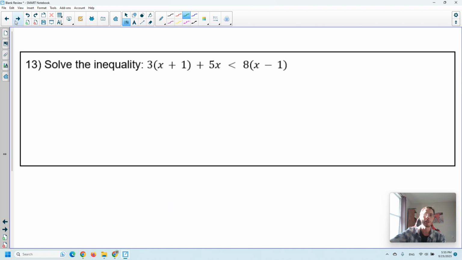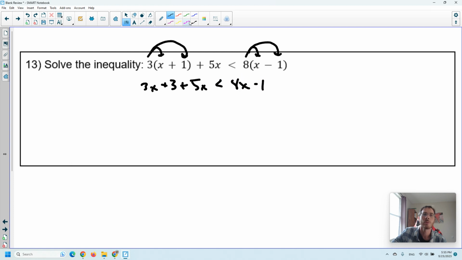All right, 13, we got a nice little inequality. So back to some of our kind of not having to think too much. We just kind of go ahead and do it. 3, distribute that to both pieces. 8, distribute that to both pieces. So 3x plus 3 plus 5x is less than 8x minus 1. X's are on the same side. We do regular math. So 3 plus 5 is 8. 8x plus 3 is less than 8x minus 1. Minus 8x both sides, because we always want to get the x's on the left side when we do inequalities for ease. 3 is less than -1.